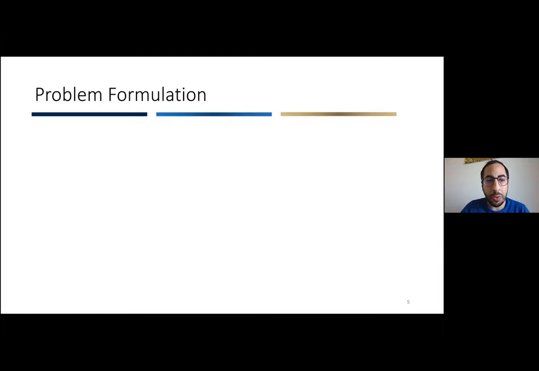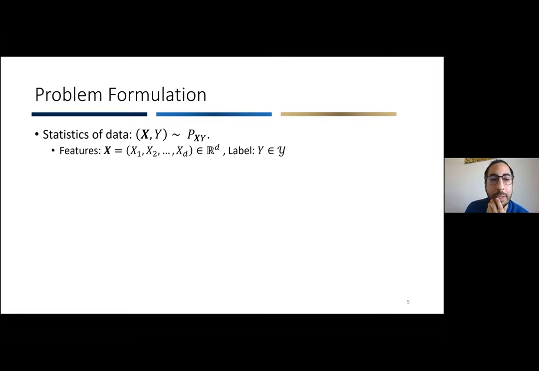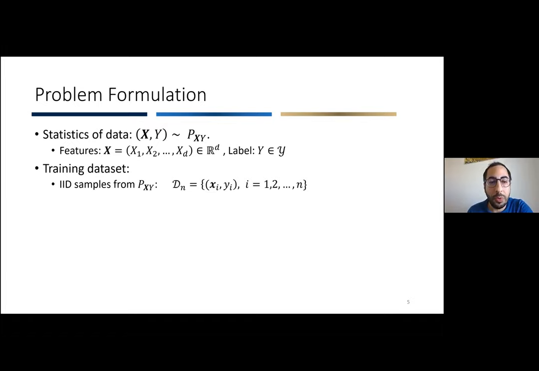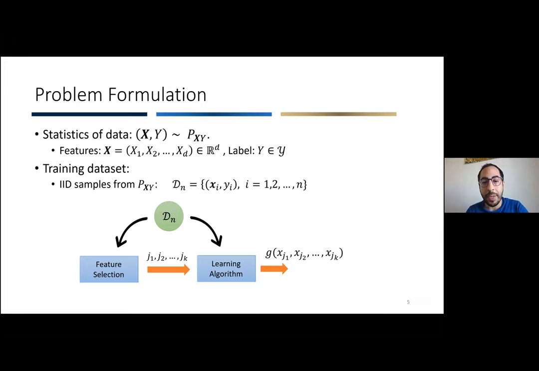So with this motivation, for the sake of presentation, I'm going to clearly define what the problem is. We start with features that live in a d-dimensional Euclidean space. Let's assume that the statistics of the data are represented by a joint distribution P_XY, and we have a training data set, which is assumed to be IID samples of the same distribution P_XY. We have n samples. We do feature selection based on the training samples, and let's assume that k features are selected, j_1 up to j_k. There is a learning algorithm that is trained on those feature subsets and produces a predictor g.